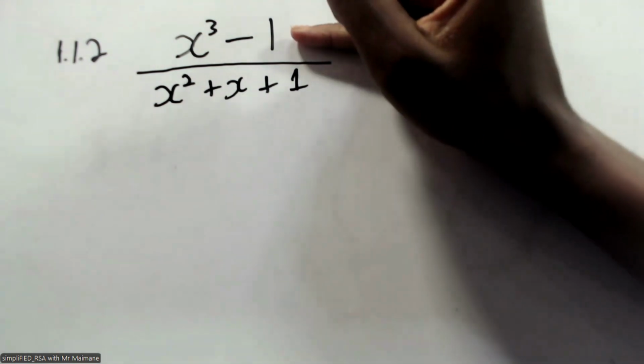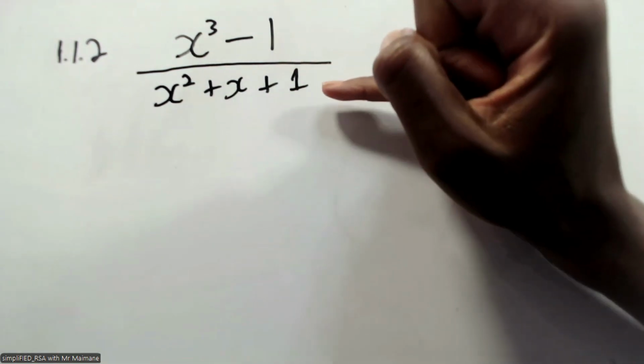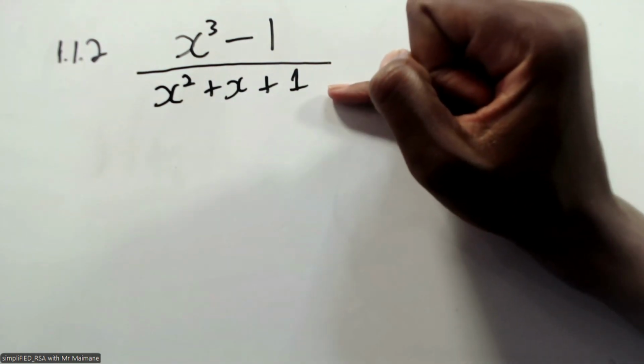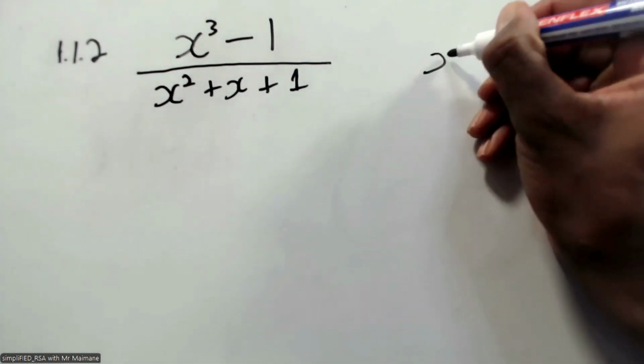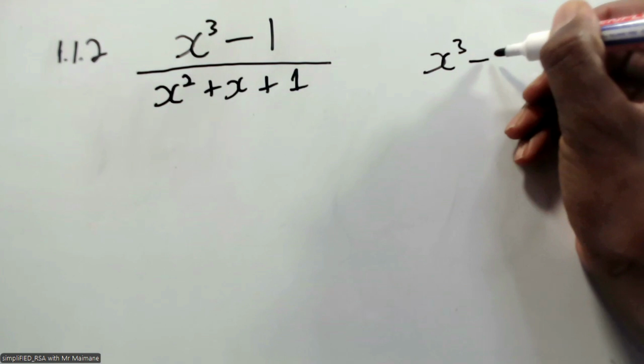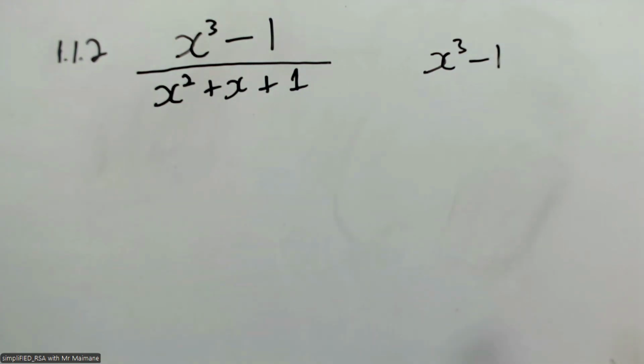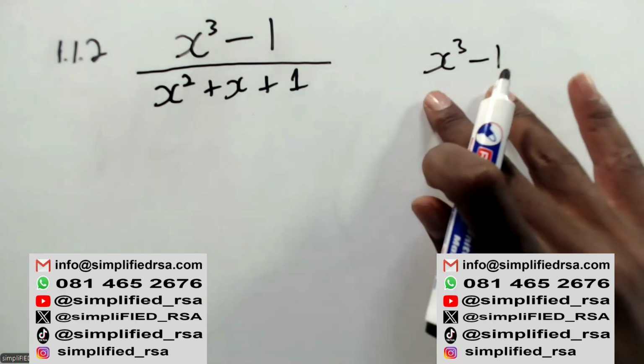So this is how I will approach 1.1.2. I have the numerator, which is x cubed minus 1, and I have the denominator given like that, x squared plus x plus 1. I'm going to start by factorizing the numerator first. On the numerator, I have x cubed minus 1. And I can tell that this is the difference of cubes.